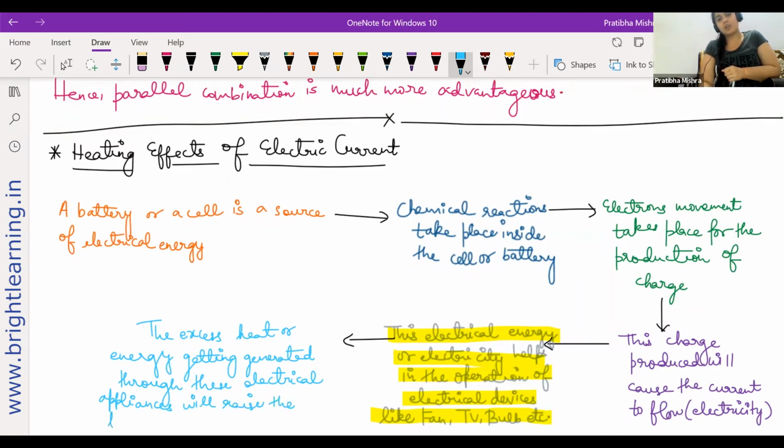Raise the temperature, or so we can't write rise the temperature because that will not be a good word to use. Rise the temperature you can write, but not with this sentence. With this sentence, raise the temperature of what? Of those devices, of whatever you are using. Of the appliances that you are using. So these are the two effects of electric current.